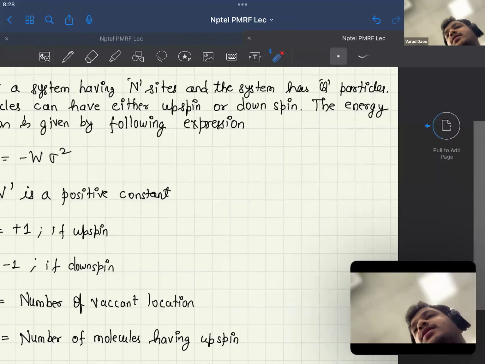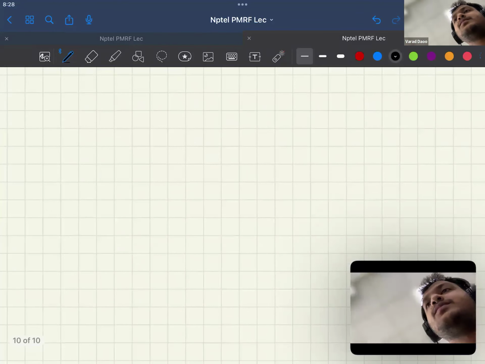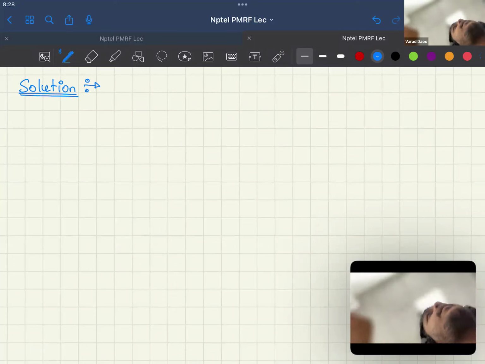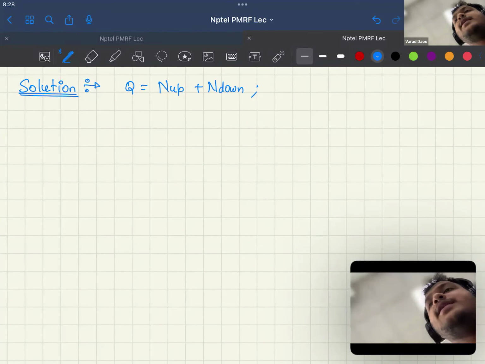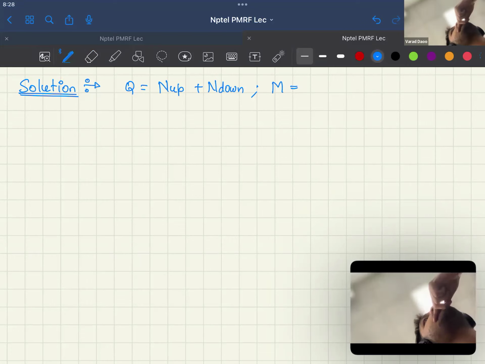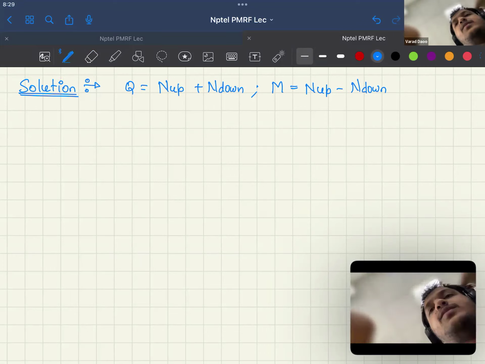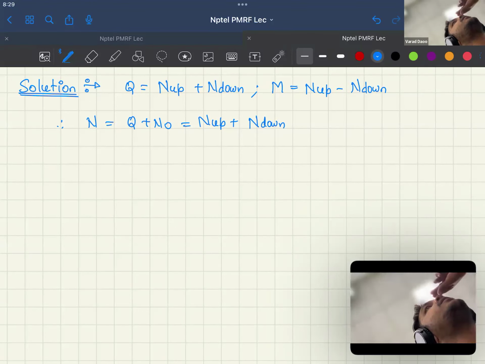Okay, so let us move on to the solution. So we are given that Q is equal to N up plus N down, and M is equal to N up minus N down, right? Therefore, N is equal to Q plus N0. It is equal to N up plus N down plus N0.